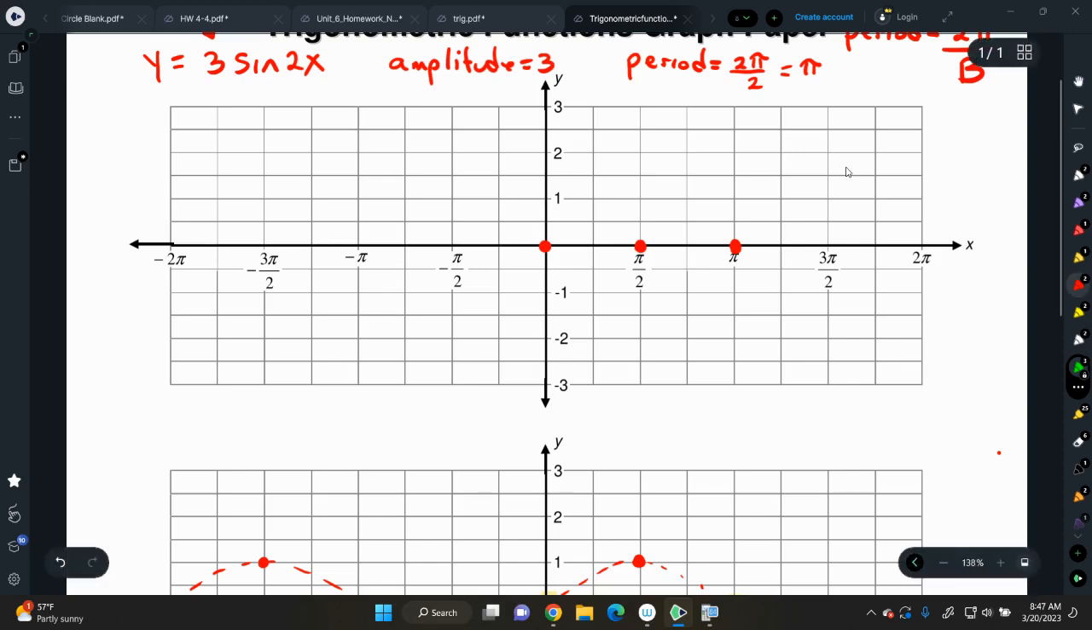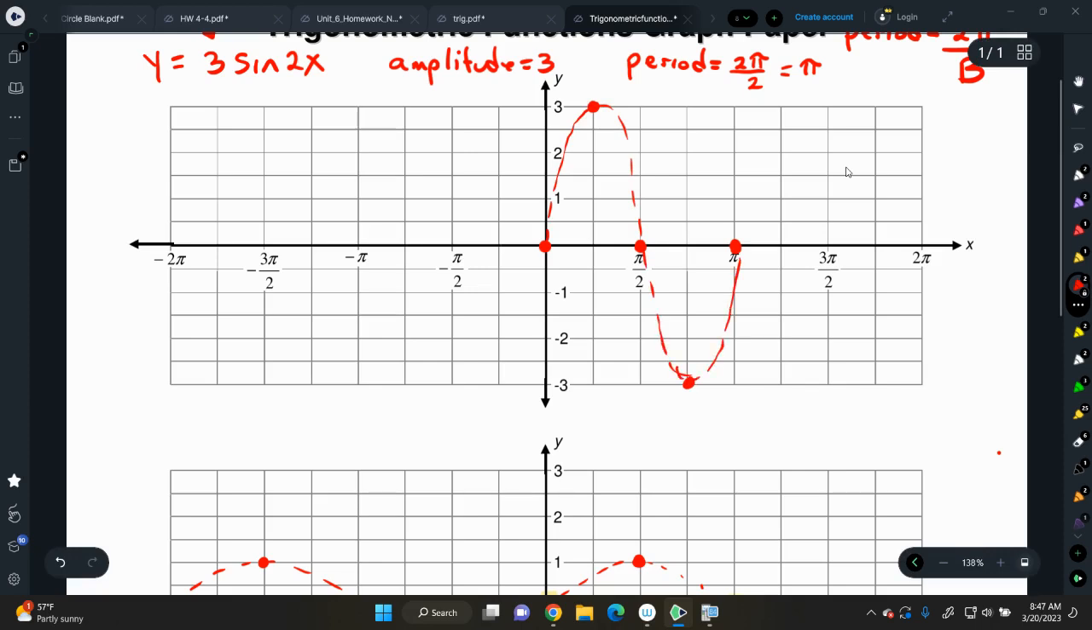Okay, so halfway between 0 and pi over 2, where am I going to put a point? 3, yeah, that's its amplitude. Halfway between pi over 2 and pi, we're down at -3. So there's my first cycle. There's my first period.